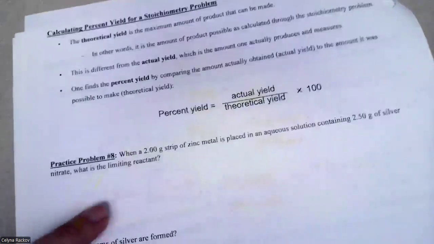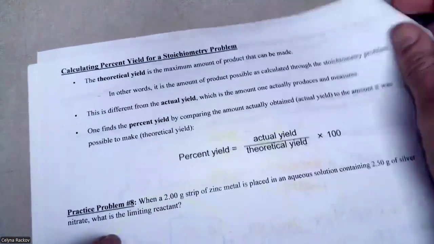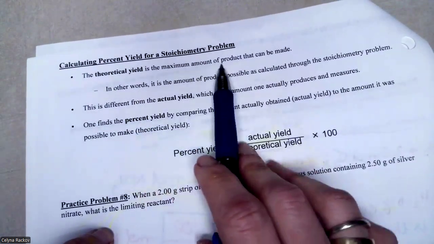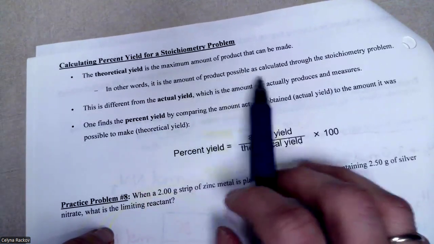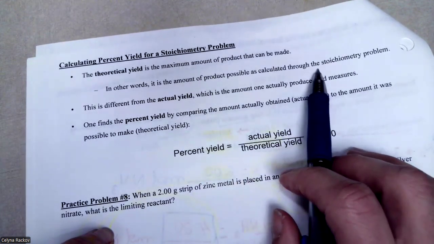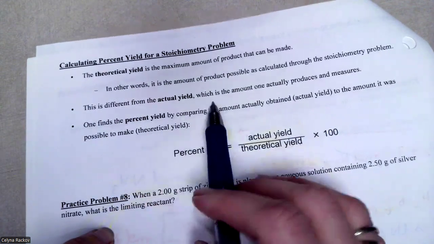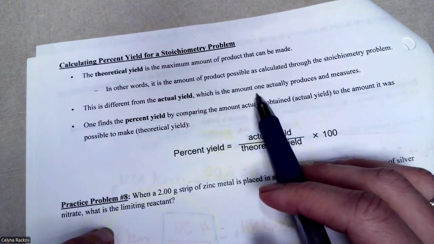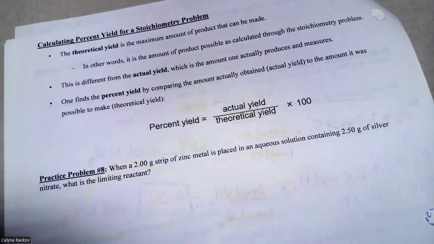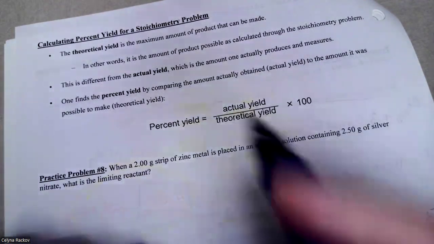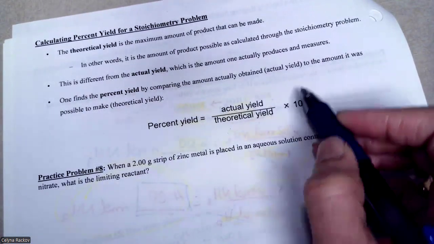And finally here, calculate the percent yield for a stoichiometry problem. The theoretical yield is the maximum amount of product that can be made. In other words, it's the amount of product possible as calculated through the stoichiometry problem. This is different from the actual yield. Actual yield is the amount that was actually produced and measured, right? So, okay, how to calculate the percent yield? It will be actual yield divided by theoretical yield times 100.